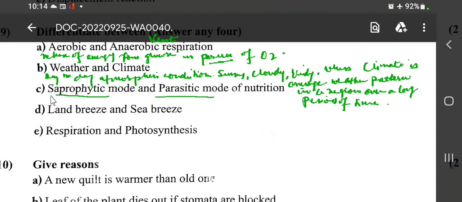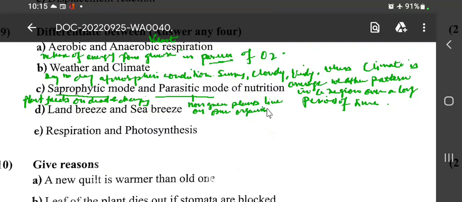Saprotrophic mode of nutrition and parasitic mode of nutrition. Saprotrophic mode of nutrition is a mode in which plants feed on dead and decaying matter, like mushroom. And parasitic is the mode of nutrition in which non-green plants live on other organisms and feed and take nutrition from them.